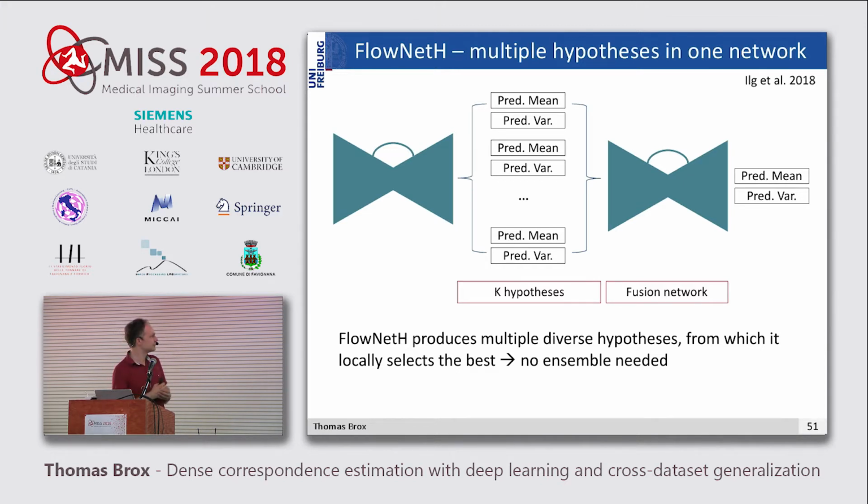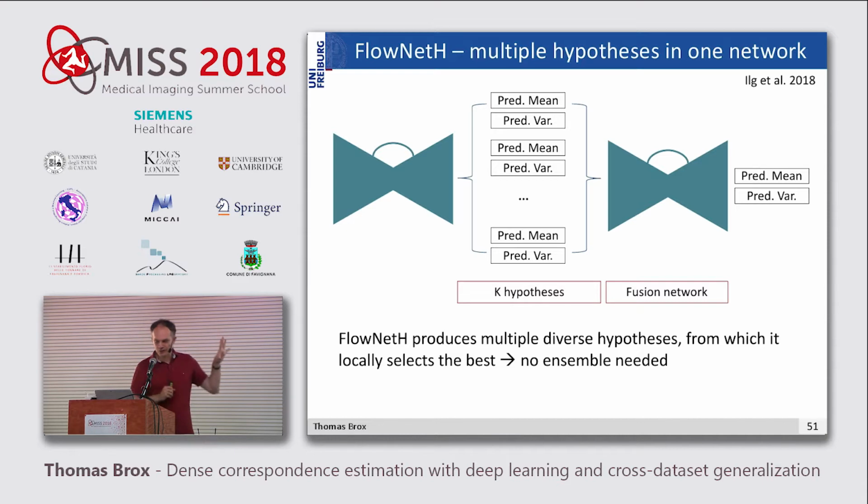And then in the end you have another network that combines all these estimates to a single mean and variance estimate. So the advantage here is that you use kind of an ensemble, so you produce multiple hypotheses, but you don't need to run an ensemble of networks because a single network is doing the job. So it's much faster, both during training and testing.